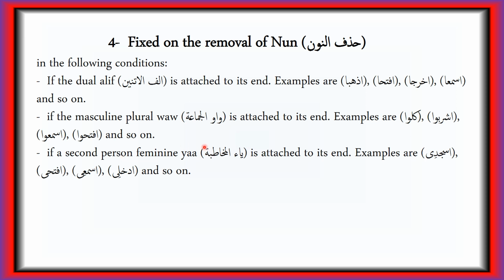If the second person feminine ya al-mukhatabah is attached to its end, examples are اسجدي, افتحي, اسمعي, ادخلي, and so on. As you can see, the second person feminine ya is attached to their end. And they originally had noon at their end, but it was removed. For example, اسجدي originally had noon at its end, but that noon was removed. افتحي originally had noon at its end, but that noon was removed, etc. So they are مبني على حذف النون.